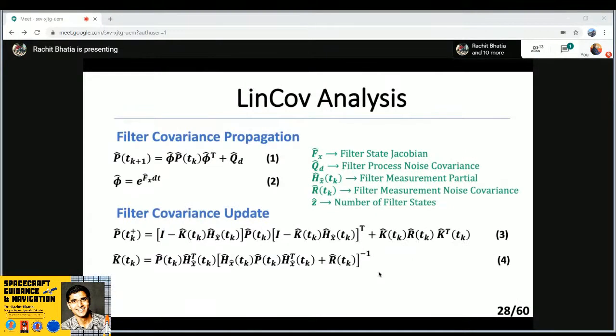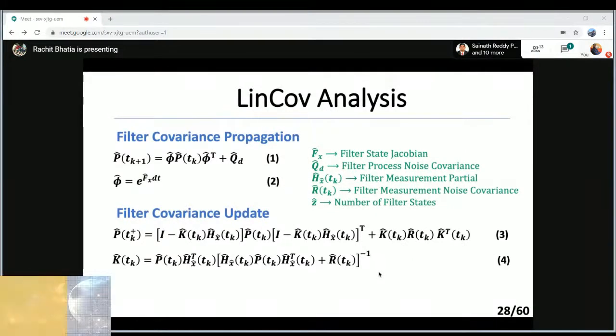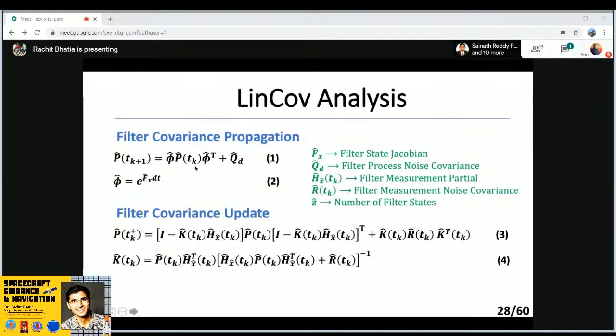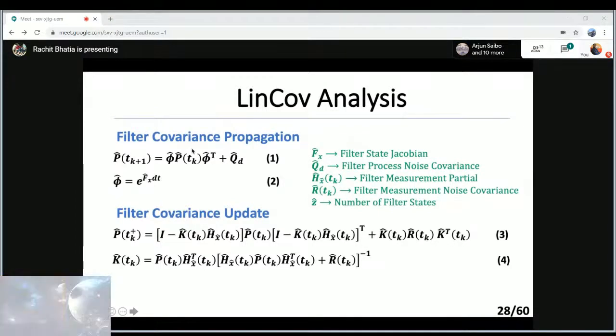And here you might see some equations. You should not be afraid. What the equations are conveying here is that you have a filter covariance, you have a state transition matrix, you have a noise covariance matrix. So this equation is called the Riccati equation. And what it does is propagate the covariance over time. So what is covariance? Covariance is the uncertainty in the state.